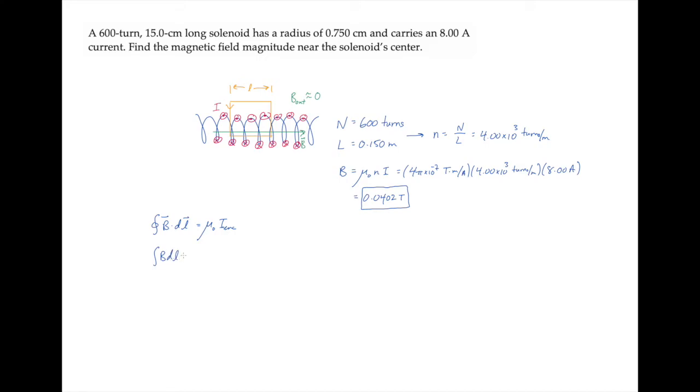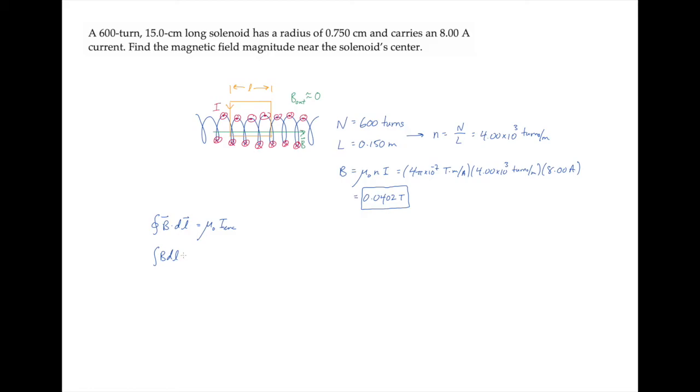The two vertical legs give us no contribution because they're perpendicular to the magnetic field, and the orange leg outside of the solenoid gives us no contribution because the magnetic field there is approximately zero. So the integral of B times dl inside the solenoid is equal to mu naught times the enclosed current.